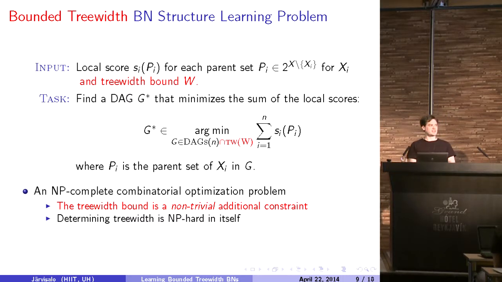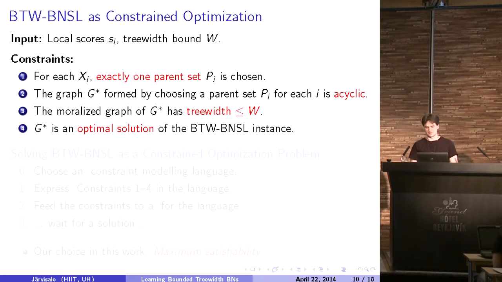And this remains an NP-complete combinatorial optimization problem. So actually, the treewidth bound is really a non-trivial additional constraint to the structure learning problem. And in fact, determining the treewidth of a given graph is in itself an NP-hard problem. Basically, it's about finding the optimal node ordering.